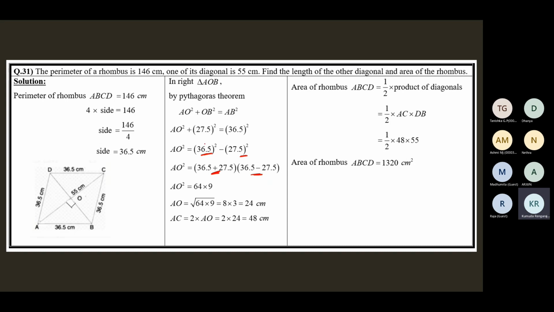Otherwise, you can find the square of this one, find the square of this one and subtract, and then take the square root.